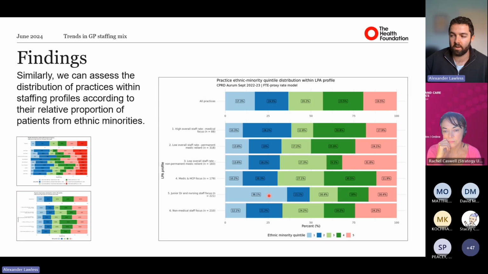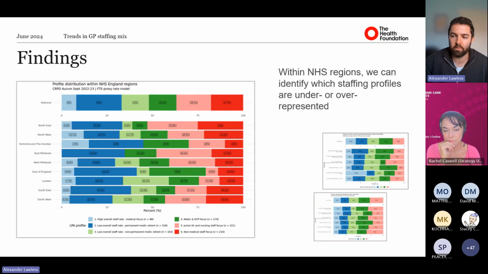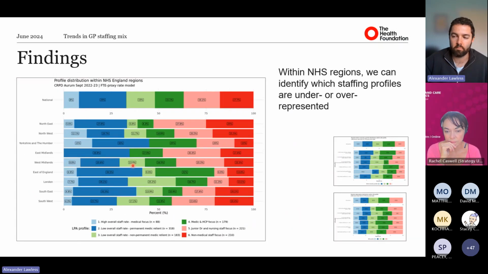Inversely, practices that are least ethnically diverse are overrepresented in practices with a profile with a staff focus on nursing and junior medics. We can also invert that measure, and instead of looking at the distribution of a certain metric within our profiles, we can look at the distribution of our profiles within a certain metric. So in this case, we can assess the regional split of profiles.